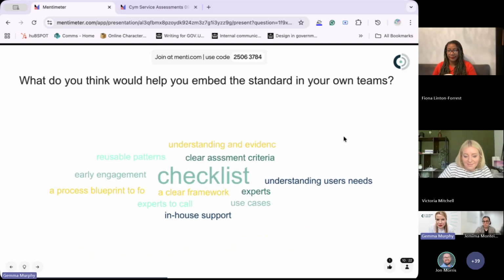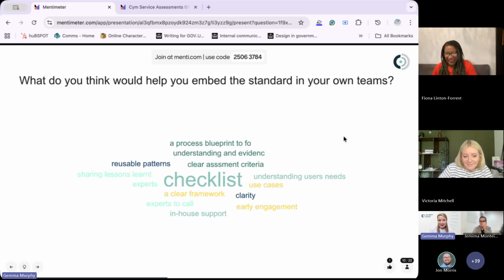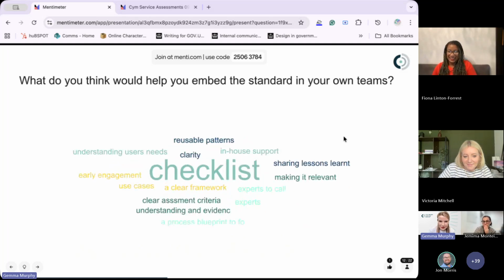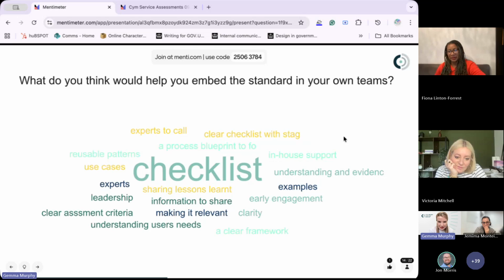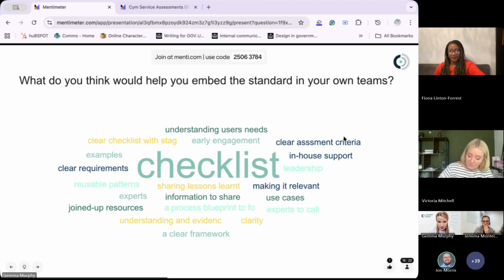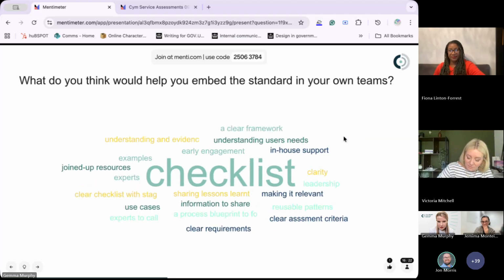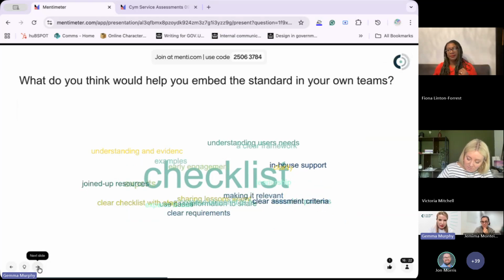I love this live feedback. It's so interesting to see it coming on screen. You're like, wow, the checklist is coming out strong. The more you use certain words, the bigger the word is. Understanding user needs, a clear framework. Brilliant. Okay, we've got 3 more questions, and then we can open it up for a discussion.